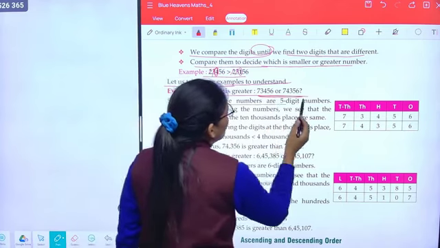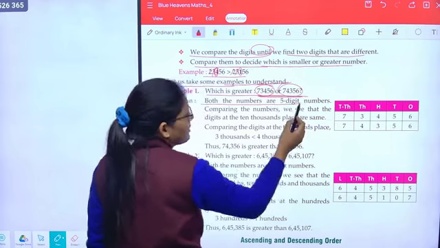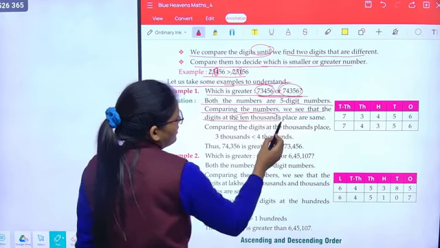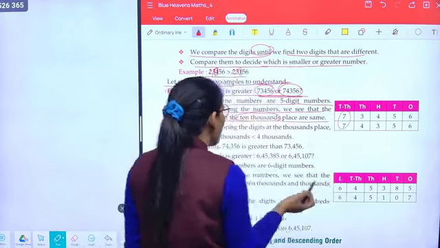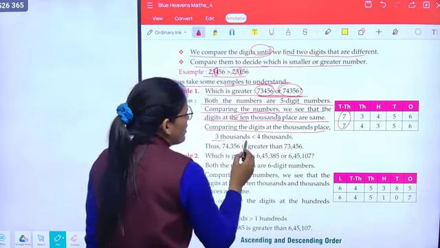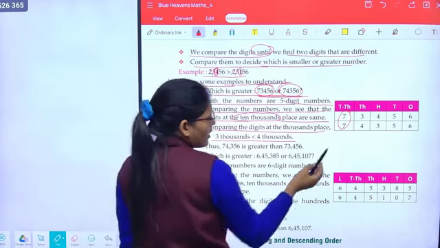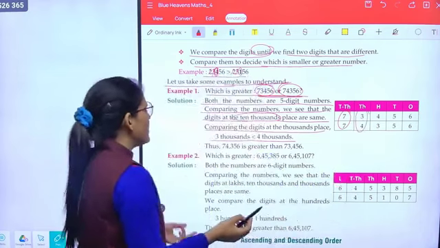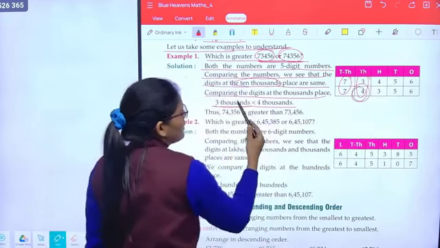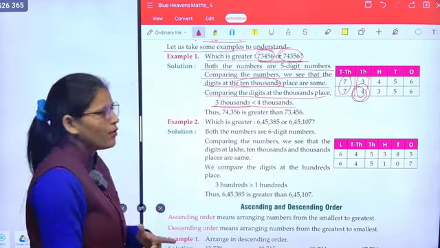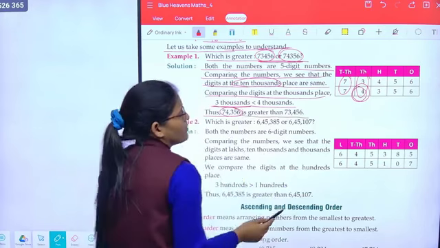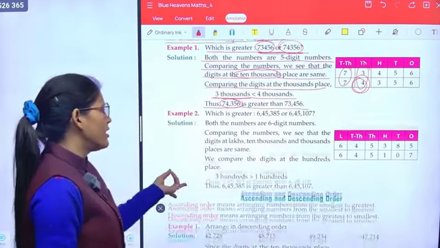Now both our numbers are 5 digits. इसके पास भी 5 digits हैं, इसके पास भी. Comparing the numbers, we see that the digits at the 10,000 place are the same. देखिए 7, 7 यहाँ पर same है. अब हम क्या देखेंगे? Compare the digit at the 1000 place, 3000 and 4000. अब यहाँ पर 3 और 4. So which is bigger? 4 bigger है तो क्या होगा क्लास? 3000 is less than 4000. So 74,356 is greater than 73,456. Understand?